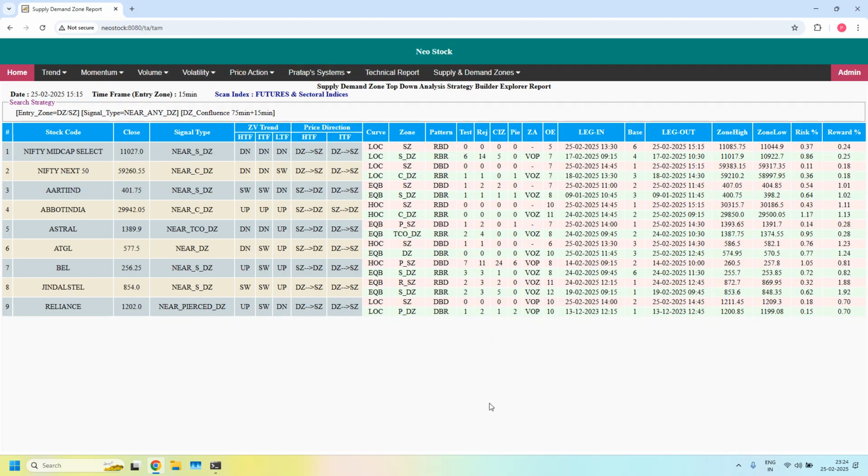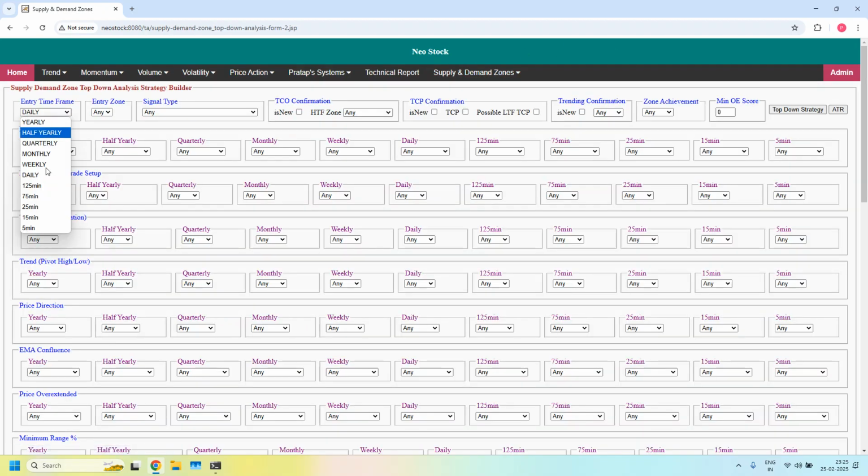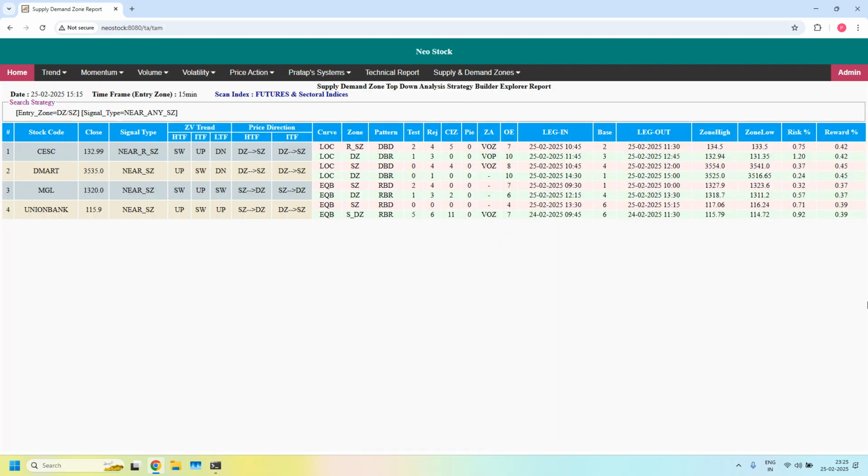These 9 demand zones are having ITF confluence, but some of these demand zones are pierced demand zones. They are not valid. The demand zones you have to see. 3 zones are not valid. Okay, next 15 minutes time frame. Stocks near 15 minutes supply zone. We got 4 stocks.